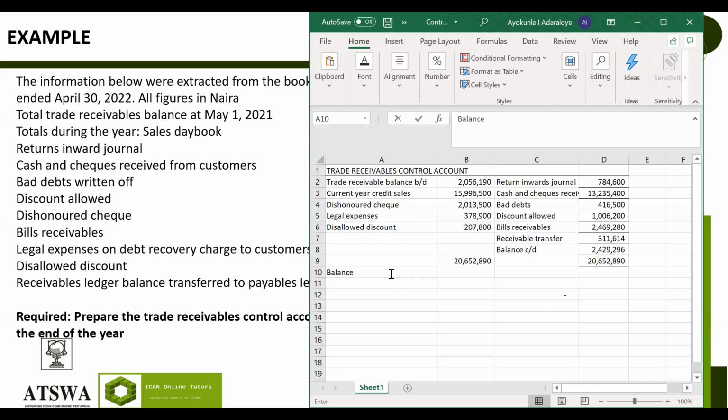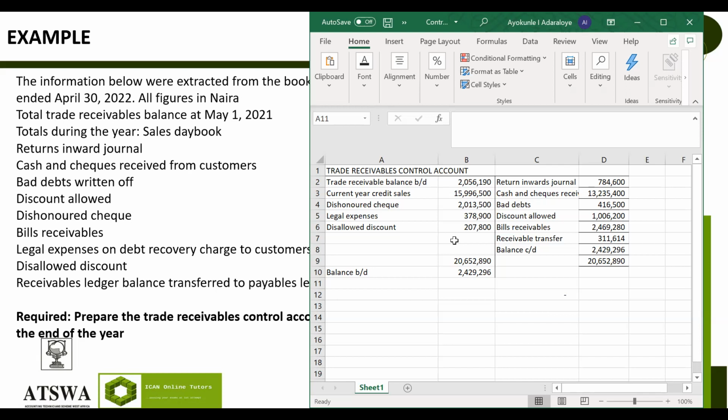Balance brought down will be how much? 24,29296. So this is what we call the receivable control account. You can see we have used it to do adjustments. We have used it to pick up some of the information that was not posted earlier, and we've adjusted this. So this is what we call the receivables control account.